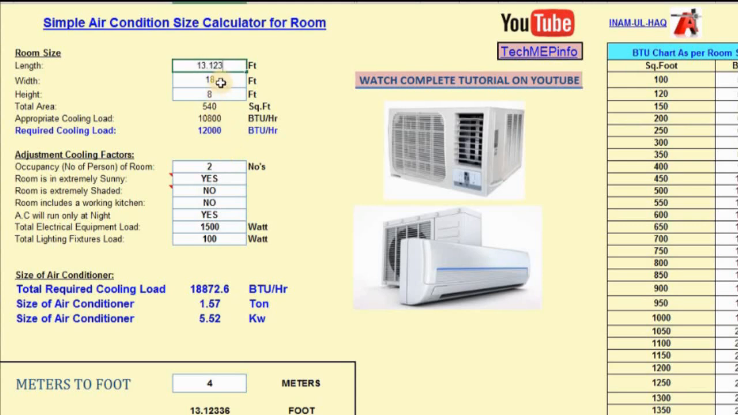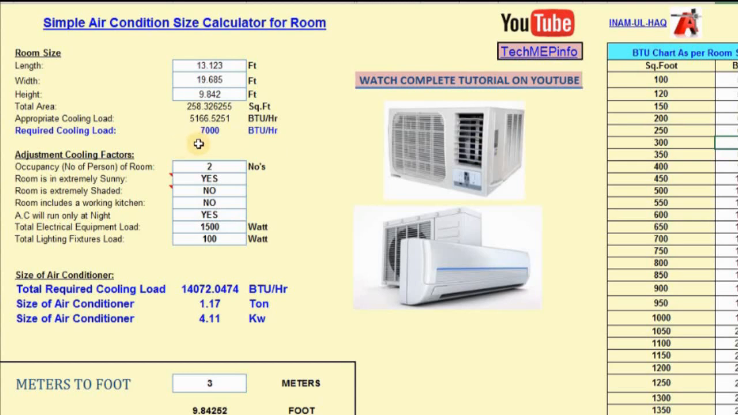So for example, I am using the metric system here. I am using a 4 meter length, which is 13.12336 feet, and the width I have is 6 meters, which is 19.68504 feet. And the height we will take, for example, as 3 meters, which is 9.842 feet. So this is my room dimension in feet.